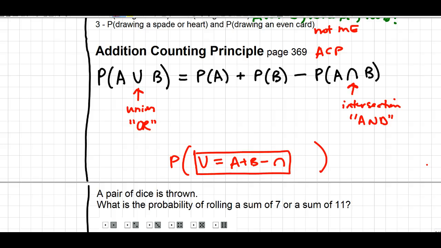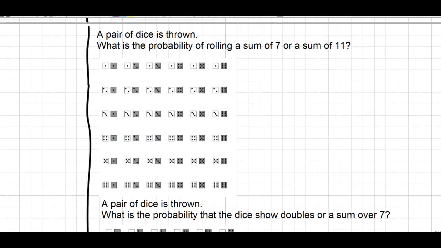So you can give that a try. So let's go ahead and do some practice problems here. Let's consider a pair of dice is thrown. What's the probability of rolling a sum of 7 or, keyword there, a sum of 11?